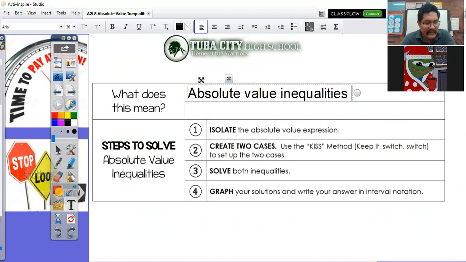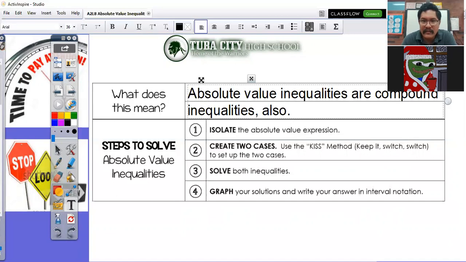I should have left this on there before. Are compound inequalities. Gosh. I'll put also in there.